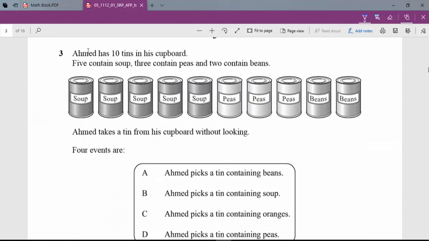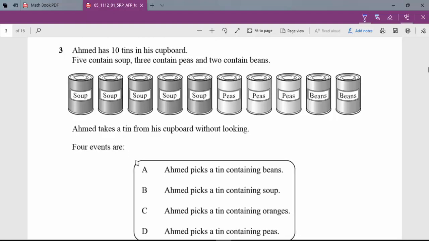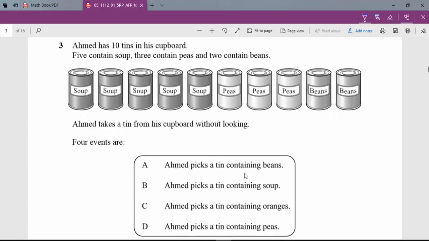Ahmed has 10 tins in his cupboard. 5 contain soup, 3 contain peas, and 2 contain beans. Ahmed takes a tin from his cupboard without looking. Here are 3 types.